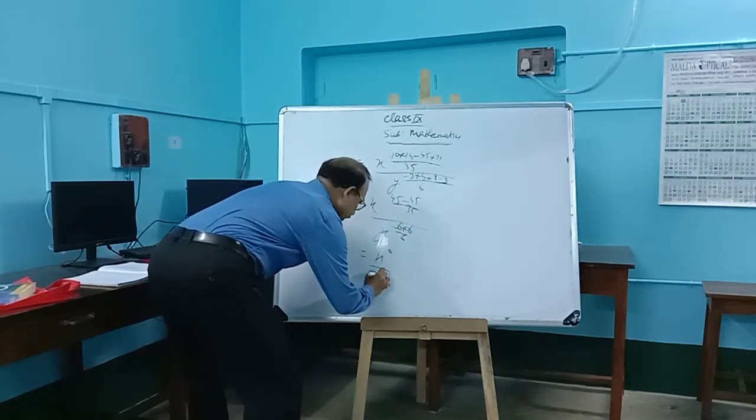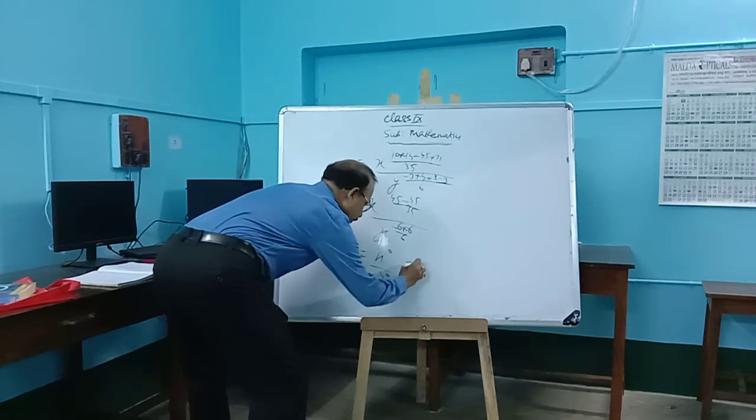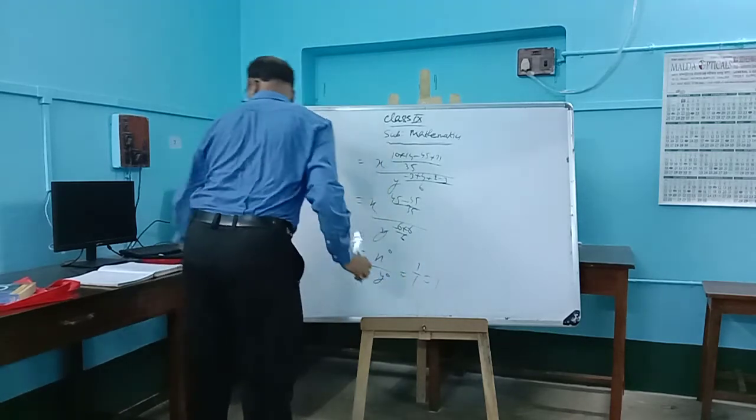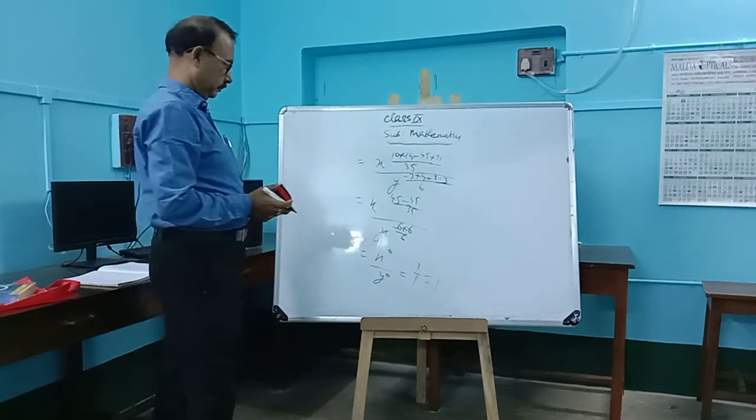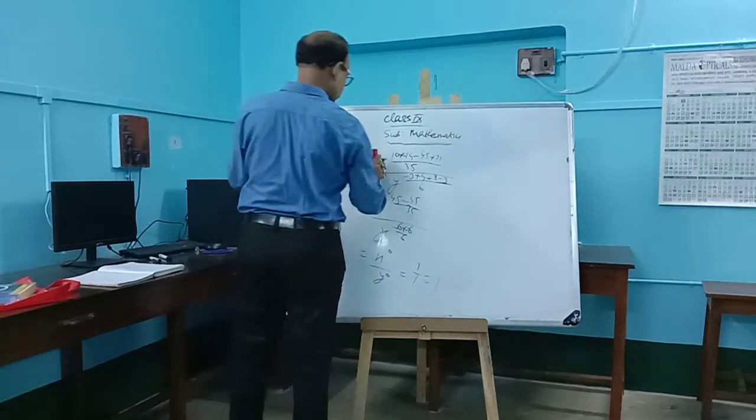X to the 0, what is the 0? 1 by 1 equal to 1. Power 0 means 1.